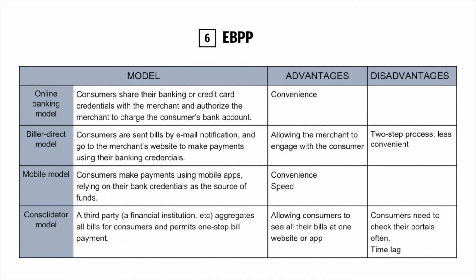For the mobile model, the advantage is the convenience for consumers of paying bills while they're using their phone, and also the speed with which the bills can be paid in a single step. And the consolidator model allows consumers to see all their bills at one website or app. But the disadvantages are that consumers need to check their portals often, and it also increases the time lag between billing and payment.